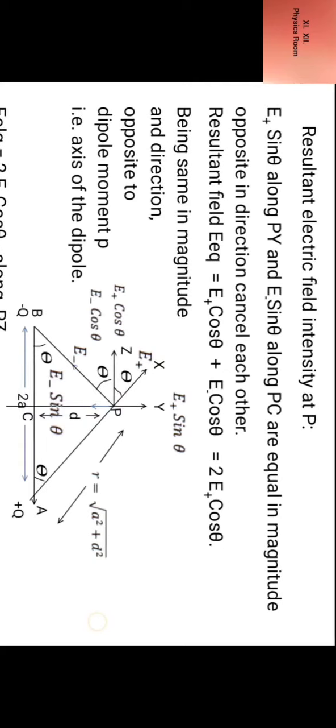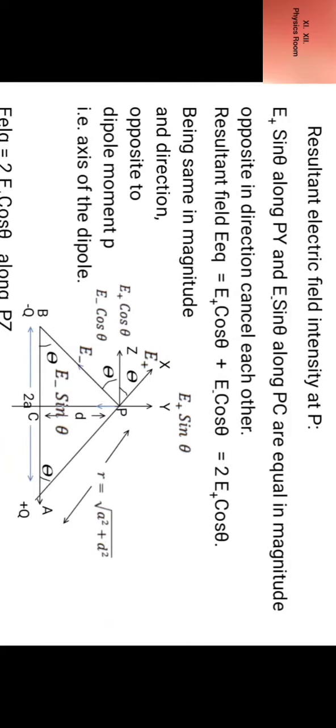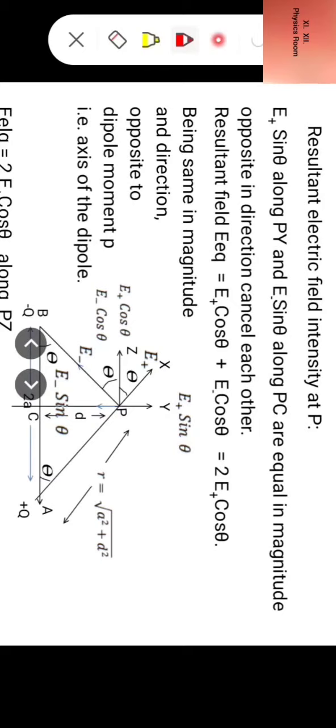Now let us see the resultant electric field at P. Consider first the perpendicular components, E plus sin theta along Py and E minus sin theta along PC. They are equal in magnitude, opposite in direction, and their line of action is the same, so they cancel each other.